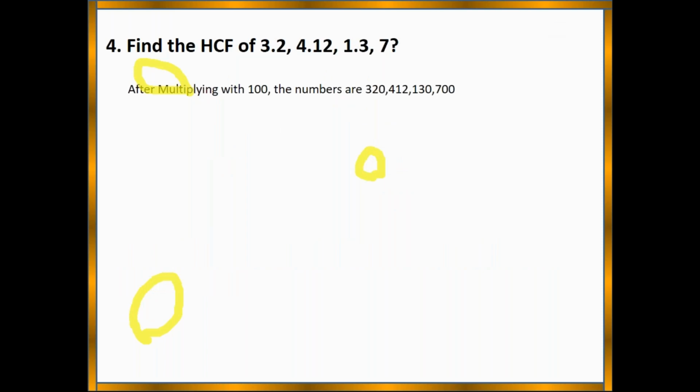Decimal numbers. Same model. At least from your side, you have to try. Get the clarity from one example, implement yourself for the other example. Then only there is a value for the subject, a result for your valuable time. Find the HCF of 3.2, 4.12, 1.3 and 7.